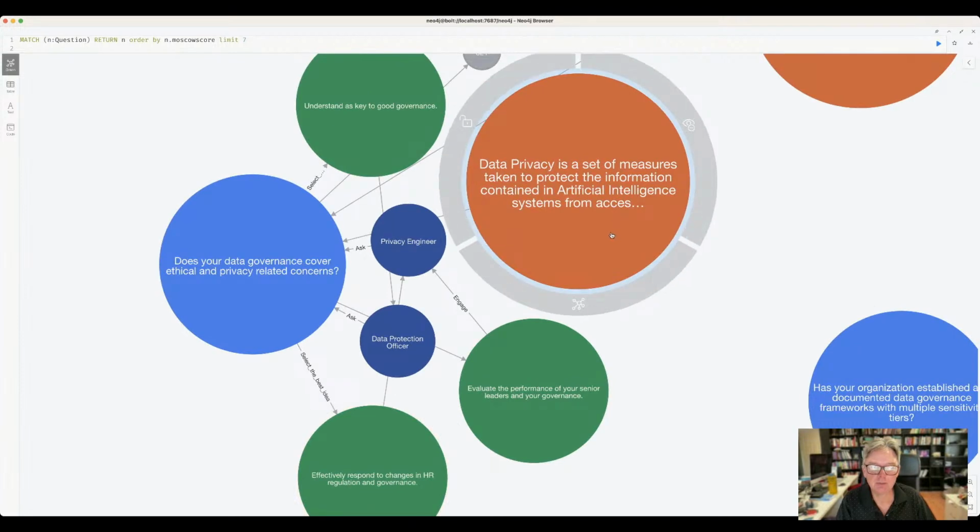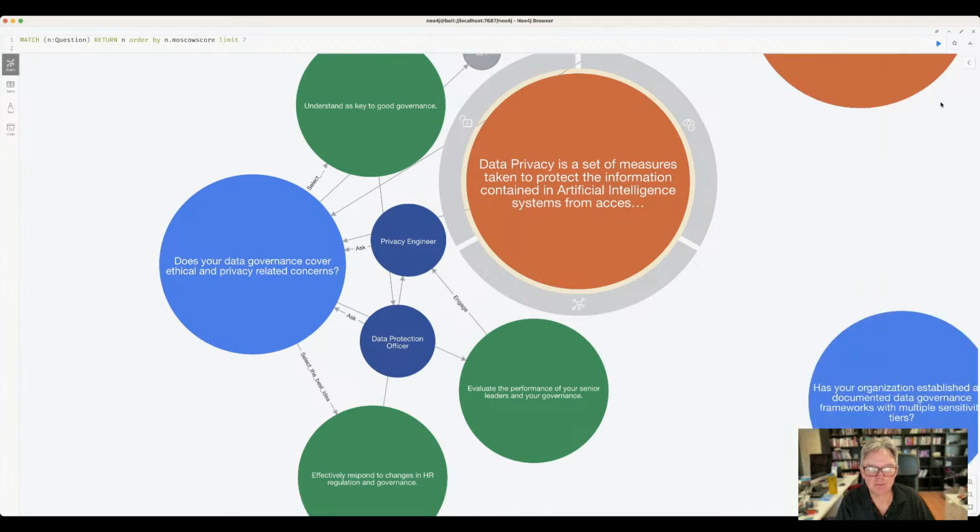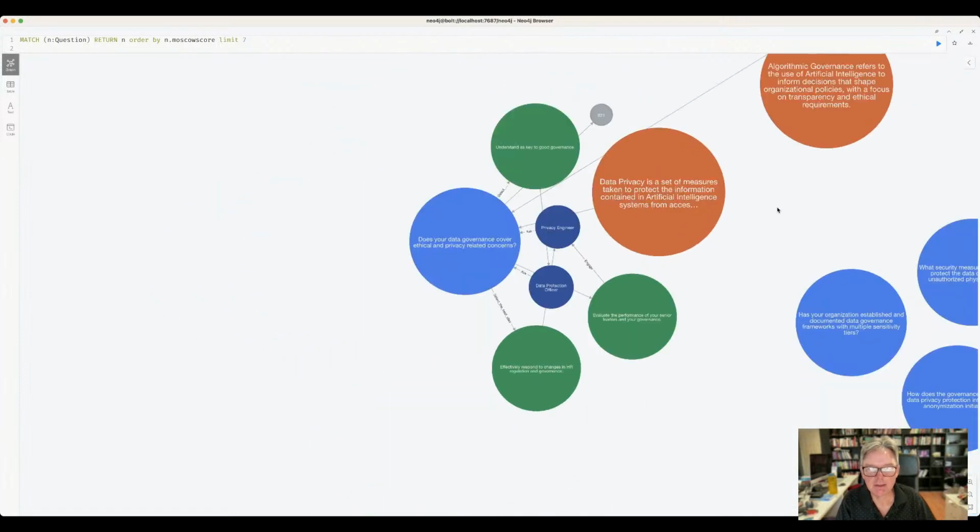And this is related to data privacy, a set of measures taken to protect the information contained in artificial intelligence systems from unauthorized access. That's what we're doing here. That's related to data privacy.